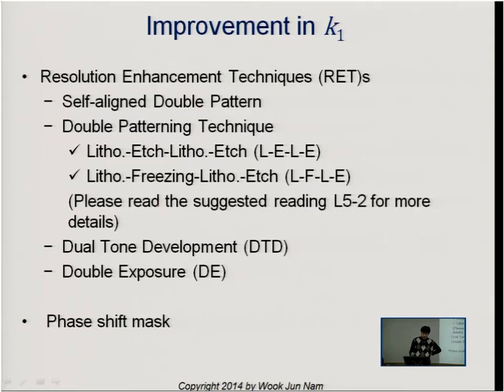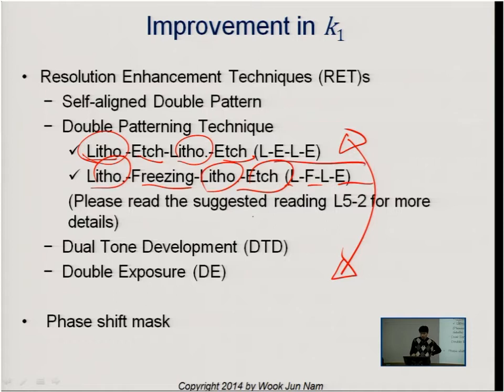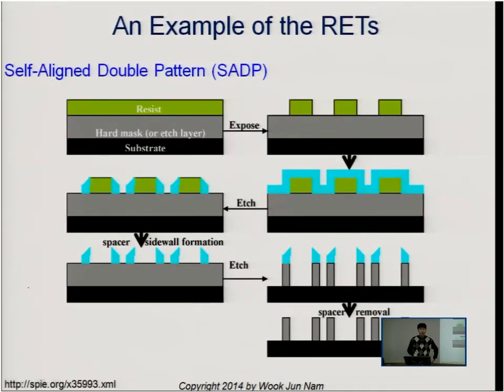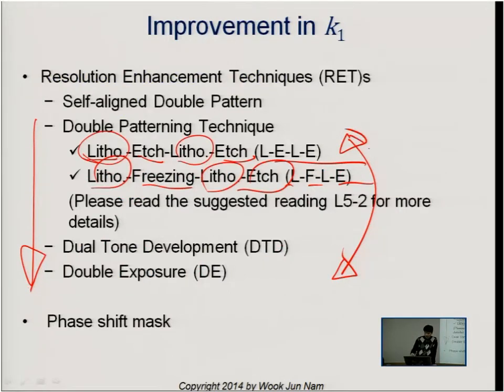Another thing is we can add a couple more process steps to achieve smaller feature size. So instead of doing one lithography, you can do lithography, etch, or lithography freezing, lithography, etch. These more complex processes will reduce the feature size you can achieve. I'm not going to follow all of these, but I will give you one example of how people are using this kind of additional process to achieve a much smaller feature size.